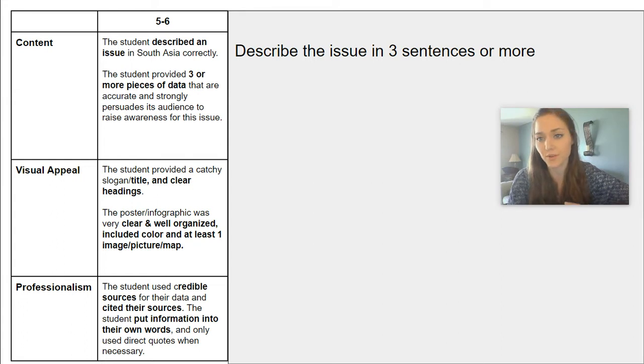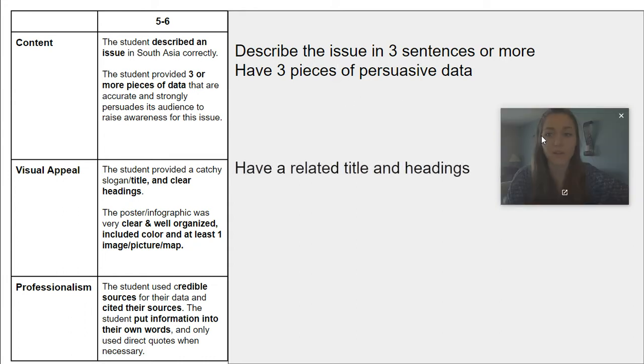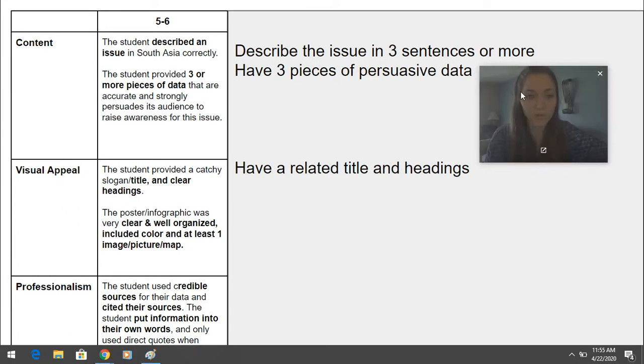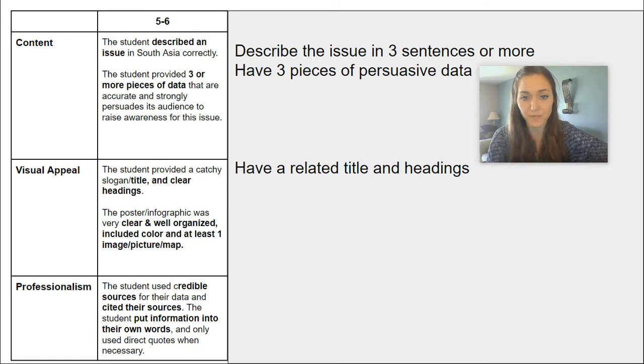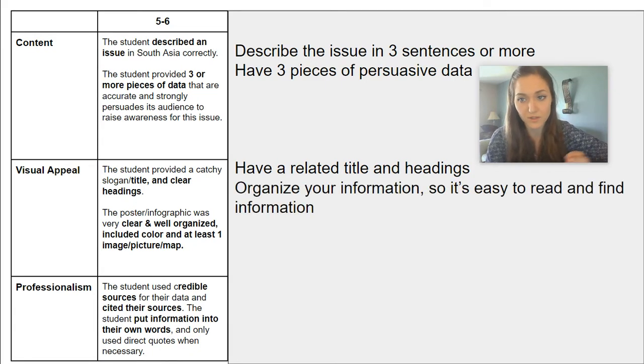Describe the issue in 3 sentences or more. Then have 3 pieces of persuasive data. All right, your poster or infographic should have visual appeal, which means that it should have a title and clear headings, and your poster or infographic should be clear and well organized and have color and at least one image, map, or picture. Okay, so remember, just focus on the bolded things. Have a related title and headings.